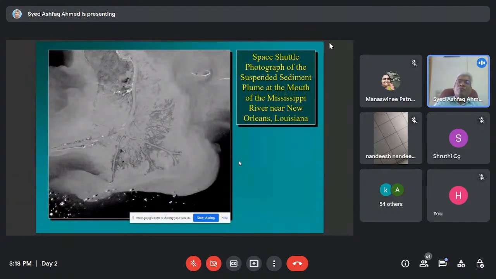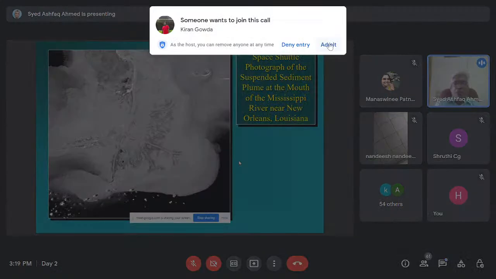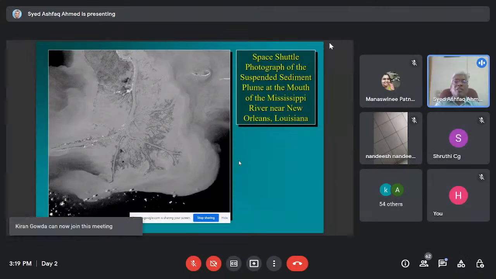One image I have taken from the shuttle radar. In this, you can see the presence of suspended sediments. This is the mouth of the Mississippi River. And likewise, for every river joining the ocean, you can very clearly see this type of feature.